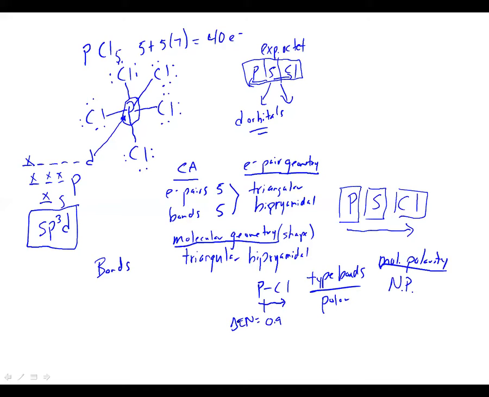Bond angle is based off of the trigonal bipyramidal, and yes, it does have that. In this case it would probably be 90 degrees. Usually when you get non-bonding electrons is when we see the bond angle become a little bit lower than that.